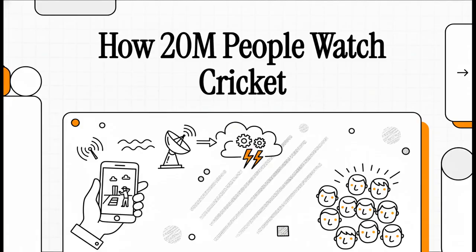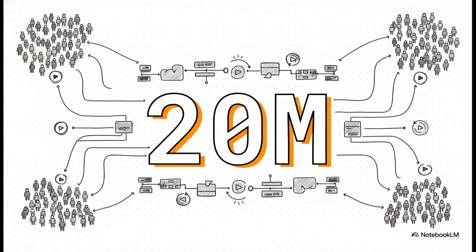So, let's dive in. We are talking about 20 million concurrent viewers. Now, to put that number into perspective, that's like the entire population of Mumbai and Delhi combined, all hitting play at the very same moment. And every single one of them is expecting a flawless, buffer-free experience.